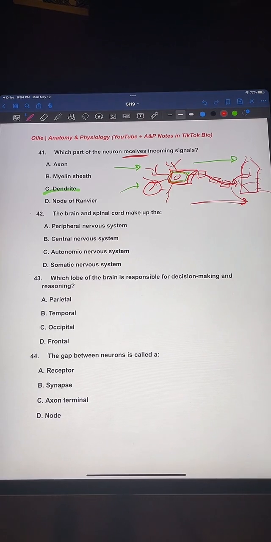Number 42, the brain and spinal cord make up the what?